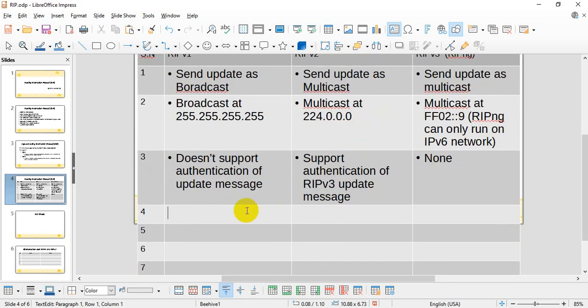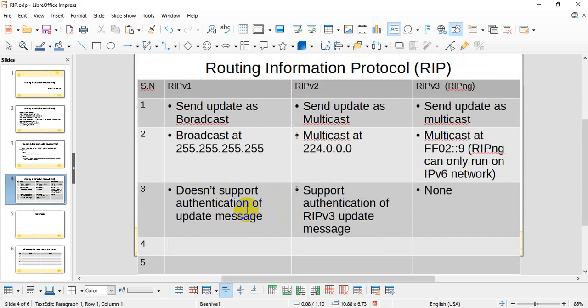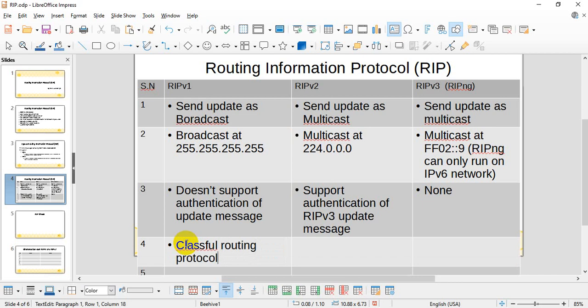As for the next point, Routing Information Protocol version 1 supports a classful routing protocol. Okay, classful. And RIP version 2 supports classless routing protocol.